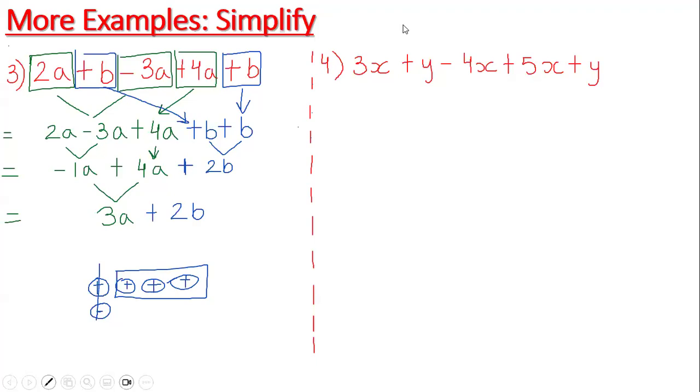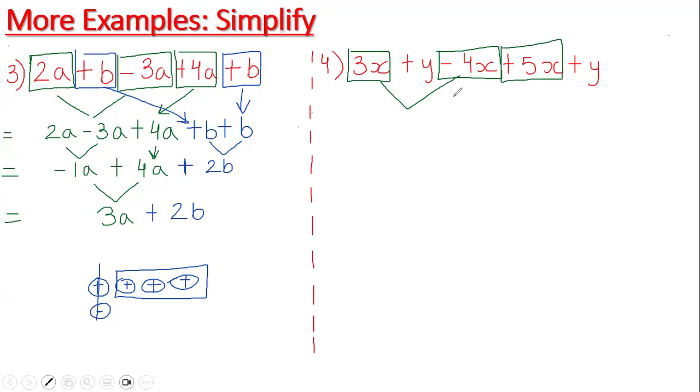Okay. Go ahead, Sashanik. Help me with number 4. So we are going to bring down all the x's. So we're gonna say 3x minus 4x plus 5x. Good.